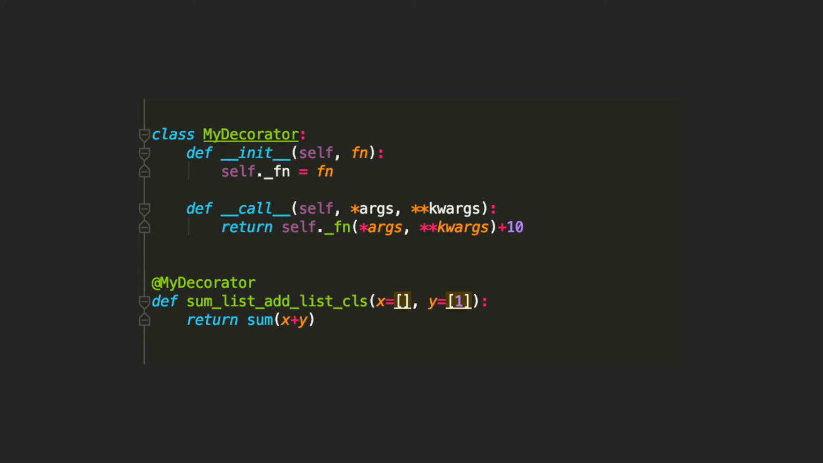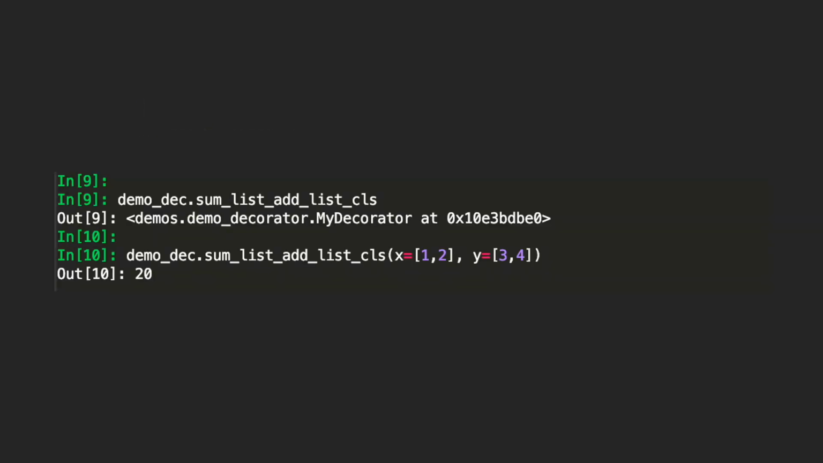We can now use it to decorate the following function, which is to sum up all the elements in two lists, x and y, but the decorator will add 10 to the sum. If we output the description of this function now, we see it's actually an instance of the myDecorator class. If you call it with these two lists as the arguments, 1, 2, and 3, 4, without decoration, it should return 10. But after decoration, it adds 10 to the sum, so it returns 20.